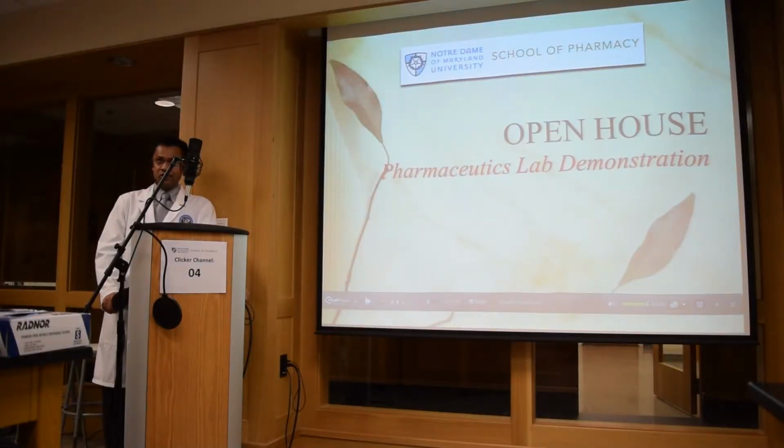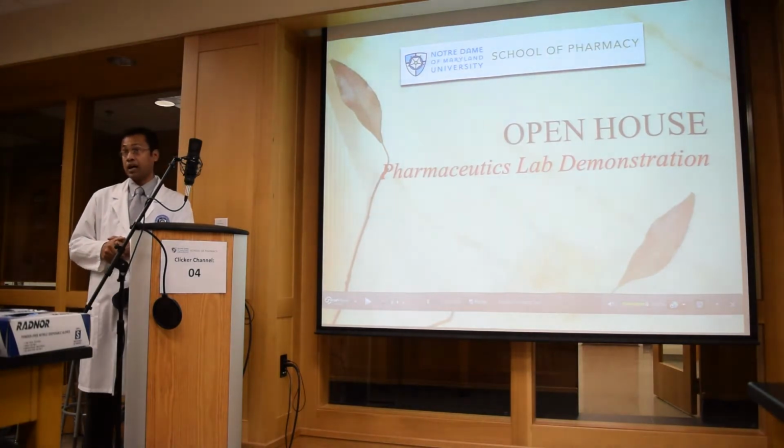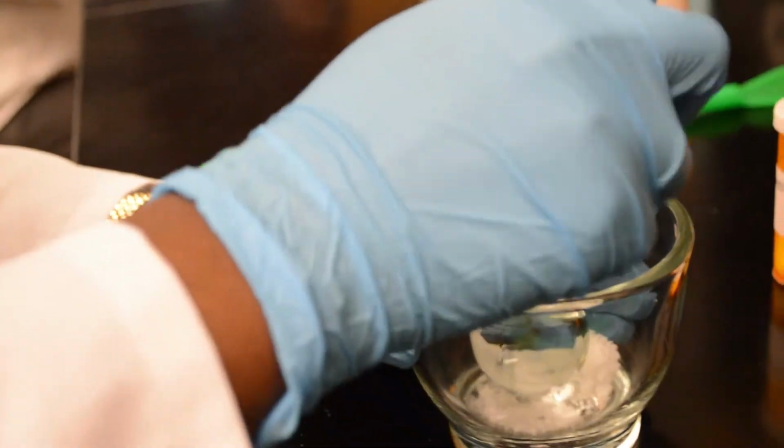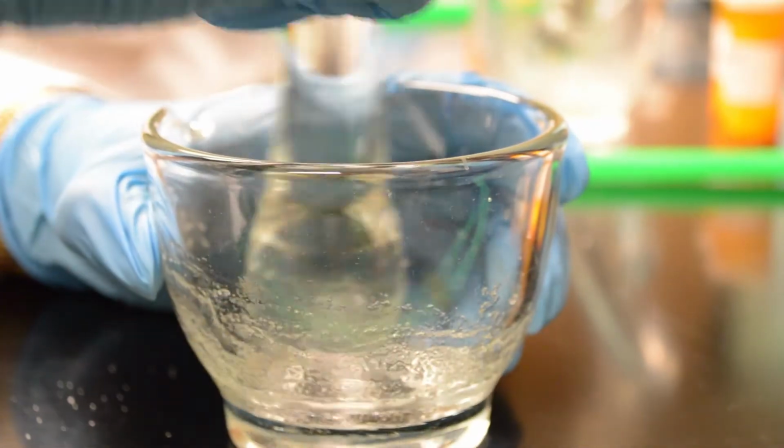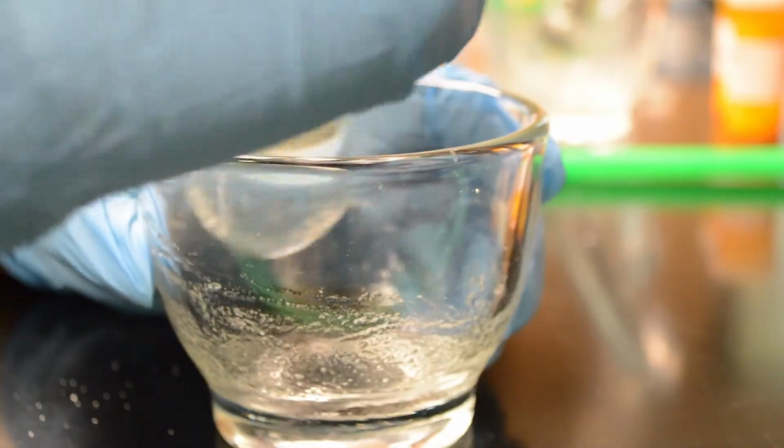So what we're going to do today is talk briefly about the definition of compounding. What is compounding? This is one of the compounding labs that we are in. Compounding is the mixing of two or more components into a drug product mixture.